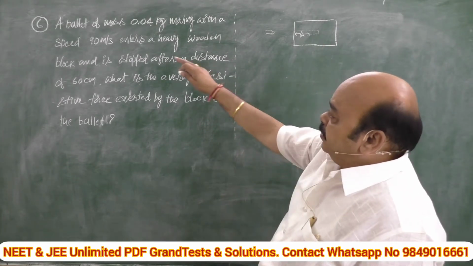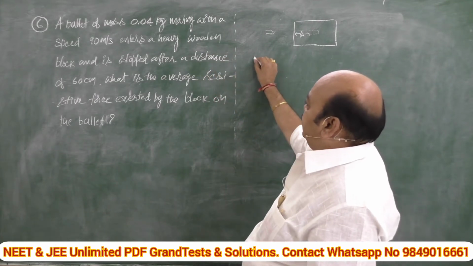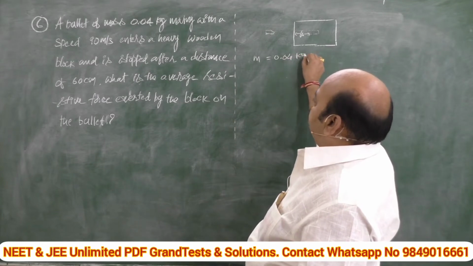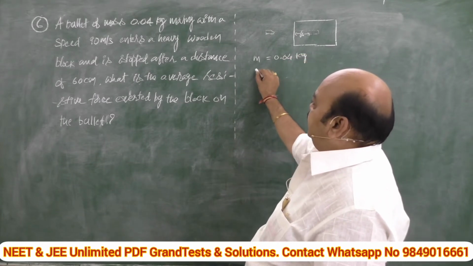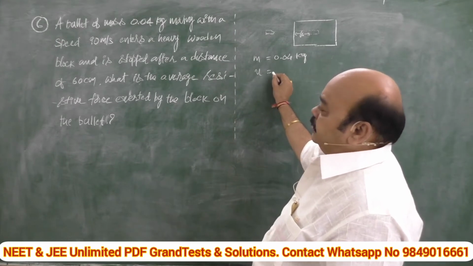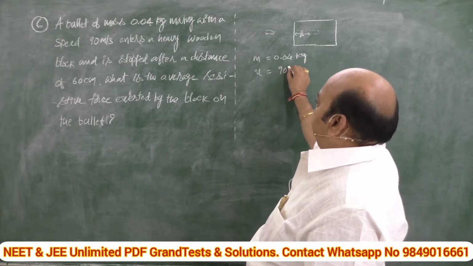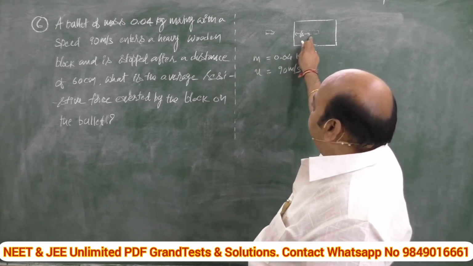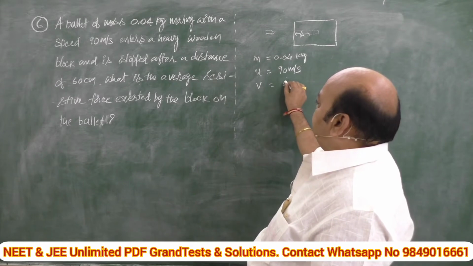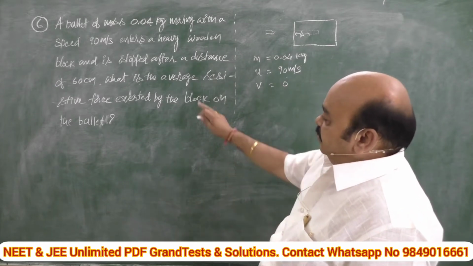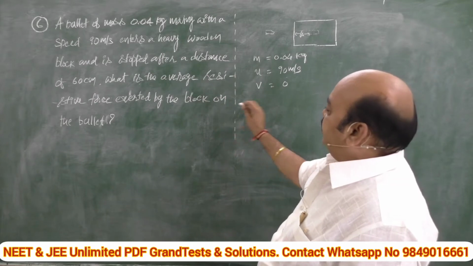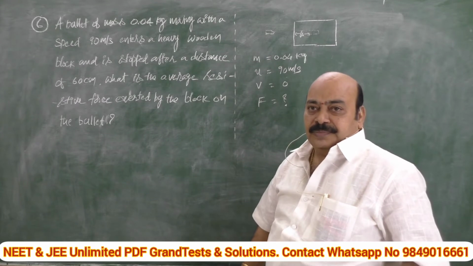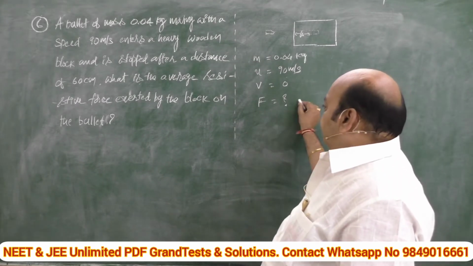Having data, the bullet of mass, that means mass m is given as 0.04 kg. With what velocity is it moving? We have to consider this as initial velocity. It is 90 meter per second. Then what would be the final velocity? It comes to stop, which means final velocity is equal to 0. What is the average force exerted? So we have to calculate the value of force now. Clear? We have F is equal to ma.